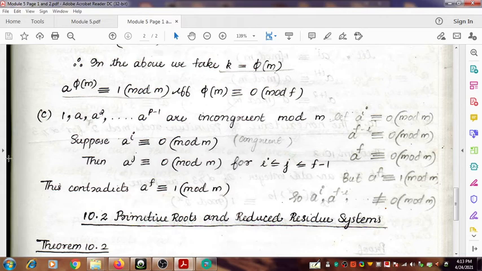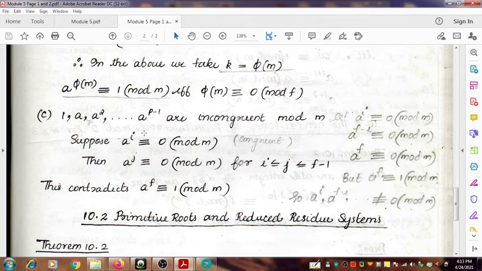What does it say? It states that the numbers 1, a, a square, etc. to a raised to p minus 1. See, actually this is a raised to f minus 1, not p minus 1. So 1, a, a square, etc. to a raised to f minus 1 is the correct statement. These numbers are incongruent mod m.